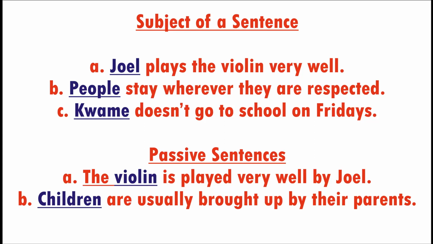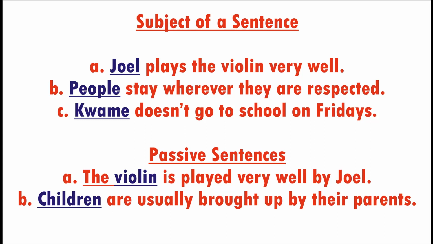So example B under the passive sentence, we have children are usually brought up by their parents. So children here is the subject of the sentence, because the whole of the sentence is all about children.